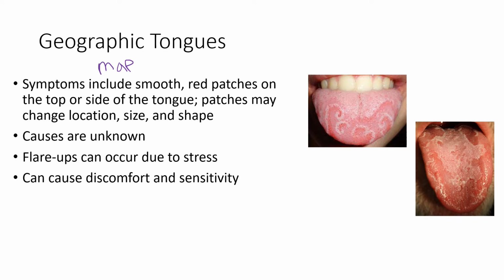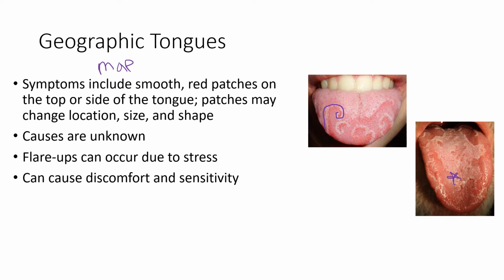The symptoms include smooth or red patches. Sometimes they're more white, on the top or side of the tongue. These patches change in location, size, and shape, and mine changes constantly, almost daily. I've never gotten a pattern that looks quite like this one, which I think is really neat. Mine typically looks more like the one on the right.